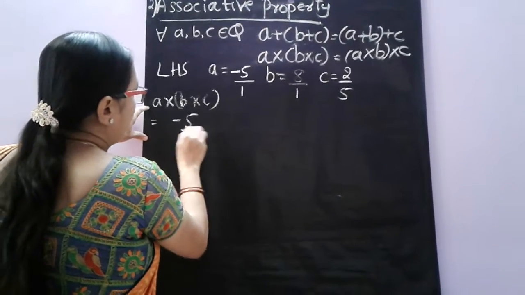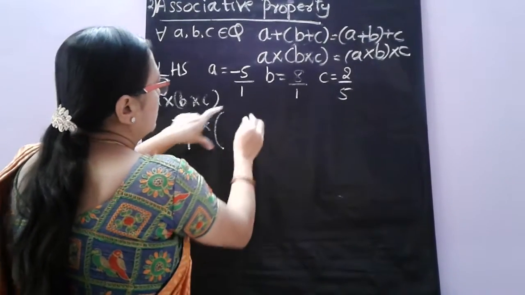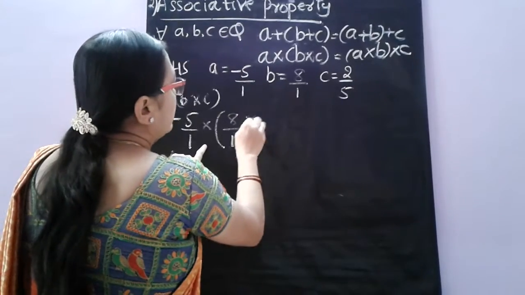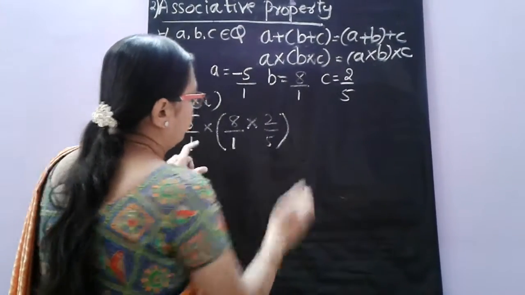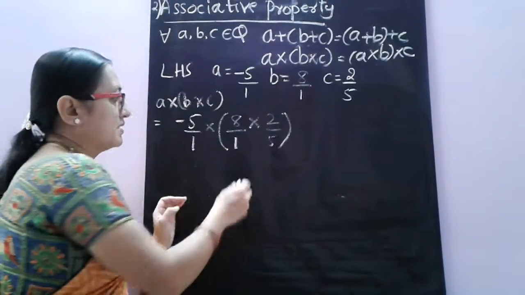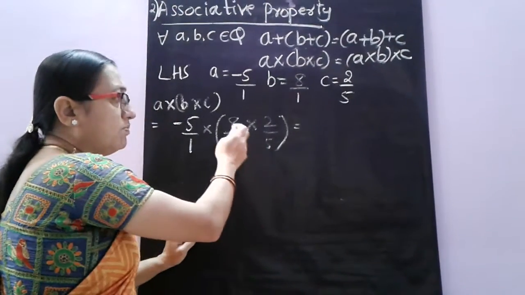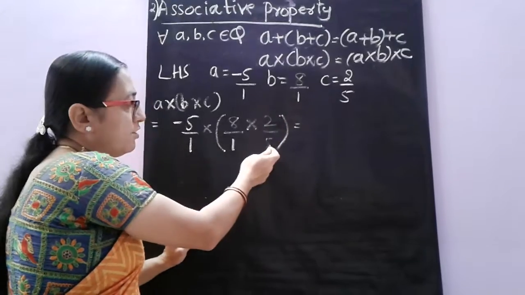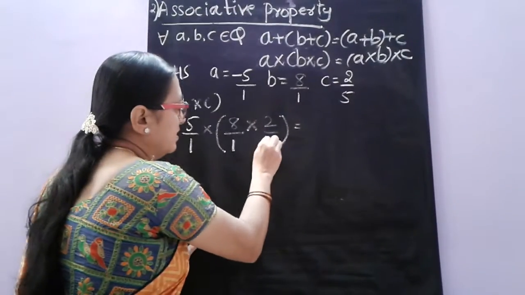A is minus 5 by 1 into 8 by 1 into 2 by 5. We cannot cancel anything here. So how do we solve this when we cannot cancel? We have to multiply numerator to numerator, denominator to denominator.